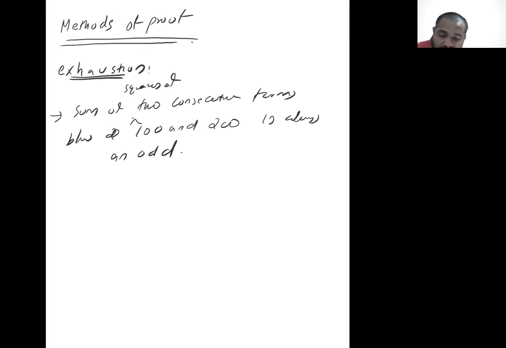So we take some random values, two consecutive terms between 100 and 200. Say for example, consecutive terms means nearby terms, 15 and 16. So if I take the squares, 15 square plus 16 square, calculate it. We are getting 481. So that is an odd number, correct?